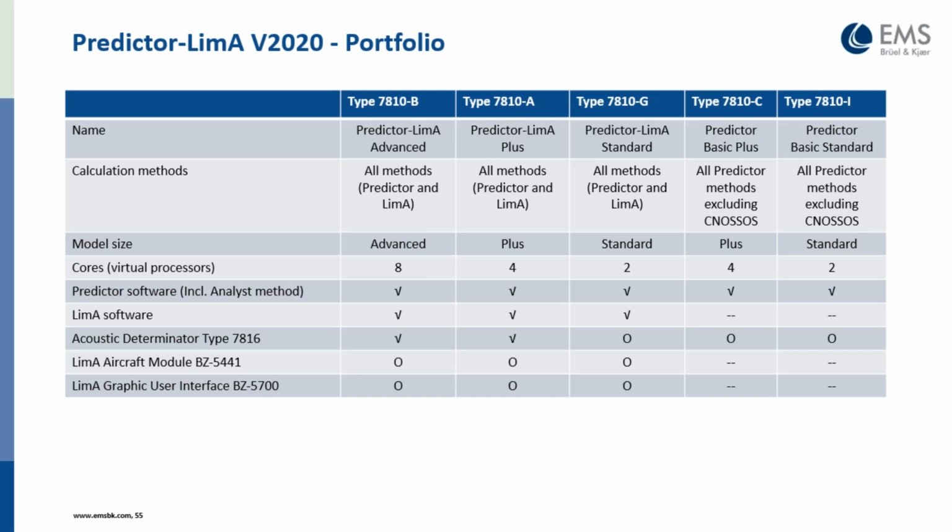Then for the LimA software, there's an add-on for aircraft noise, the LimA aircraft module, and that can be added to the B, A, and G configurations as an optional add-on module. And then also for the LimA software, there's an optional LimA graphic user interface to use LimA also on other computers. LimA, basically standard, can be used on one computer, and Douglas already explained that Predictor can be used on all computers in the network. So there's a slight difference in use of Predictor and LimA, all within one license.